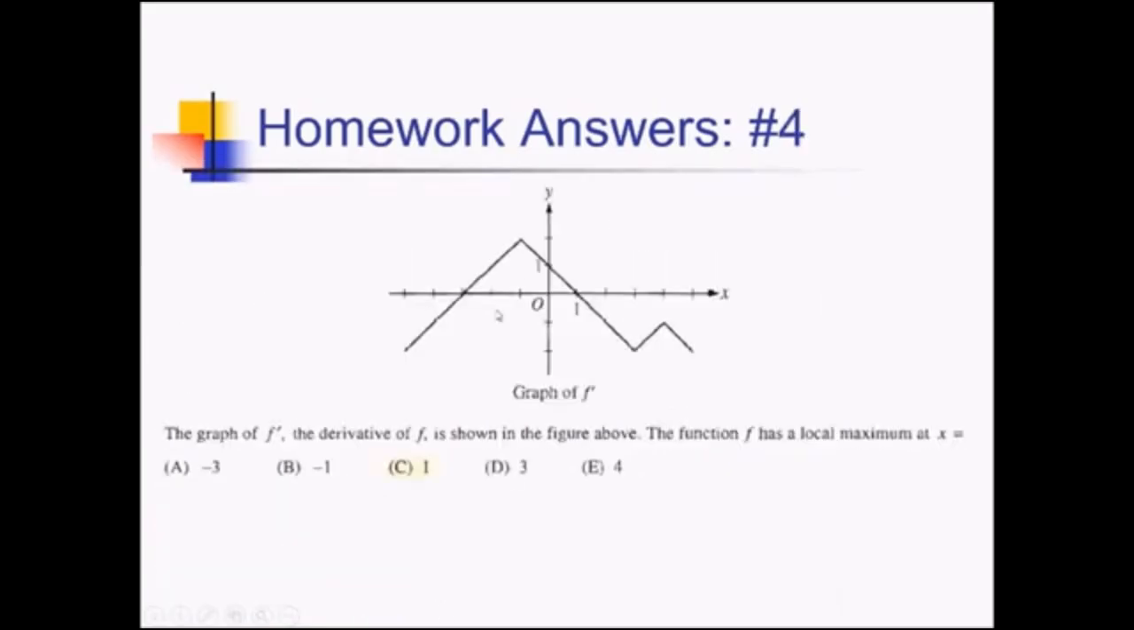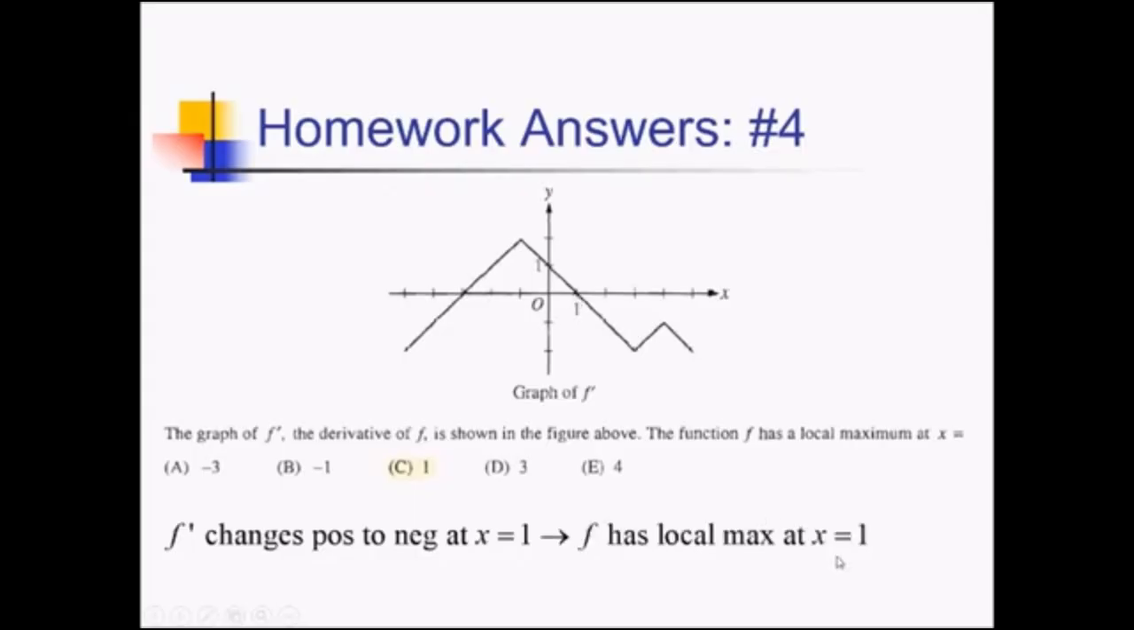For this problem, we're given the graph of f prime. We want to know where the original graph f has a local max. So we're looking for places where f prime is changing from positive to negative. I notice f prime changes from positive to negative here at x equals 1. So therefore, f has a local max at x equals 1, which gives us answer choice C.